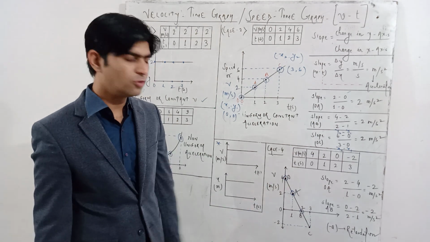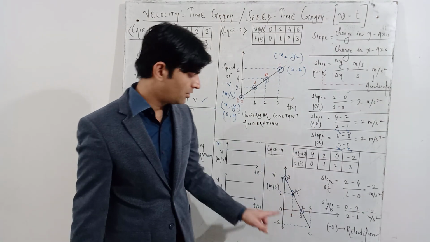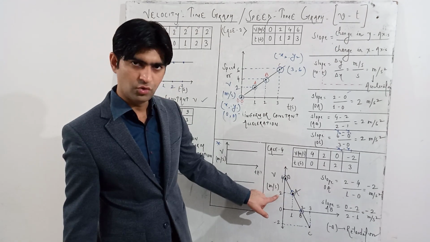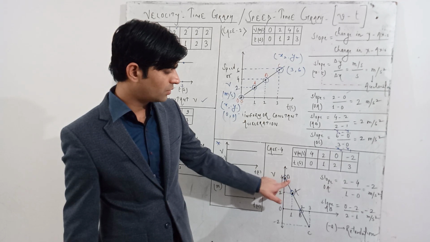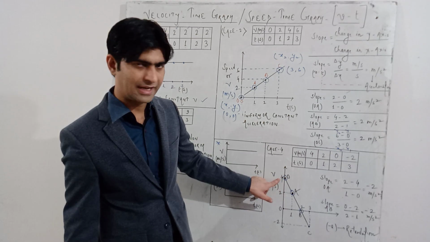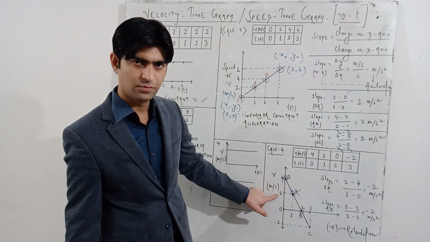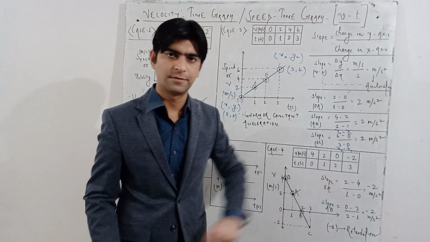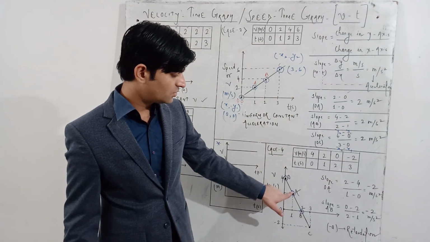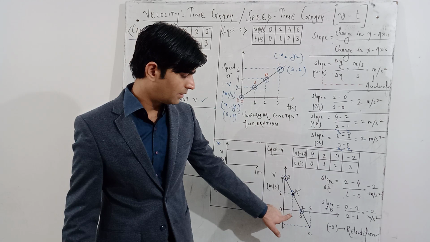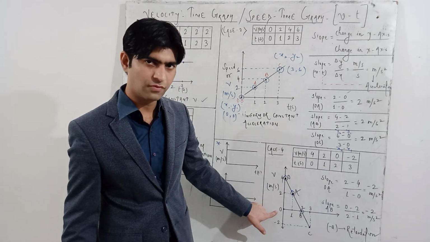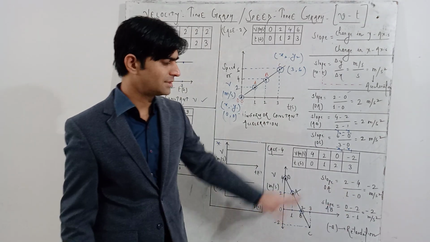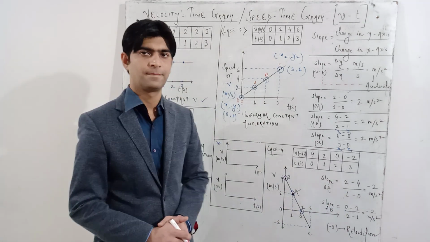So if you calculate the slope here again, for slope OA, O is the starting point, A is the ending point. Corresponding to A, what is written here? 2. Corresponding to O, what is written here? 4 on y-axis. So the change is 2 minus 4. For the time axis, what is written at point A? 1. At point O, 0. Change in x-axis will be 1 minus 0. The answer you are getting is minus 2 meter per second square.